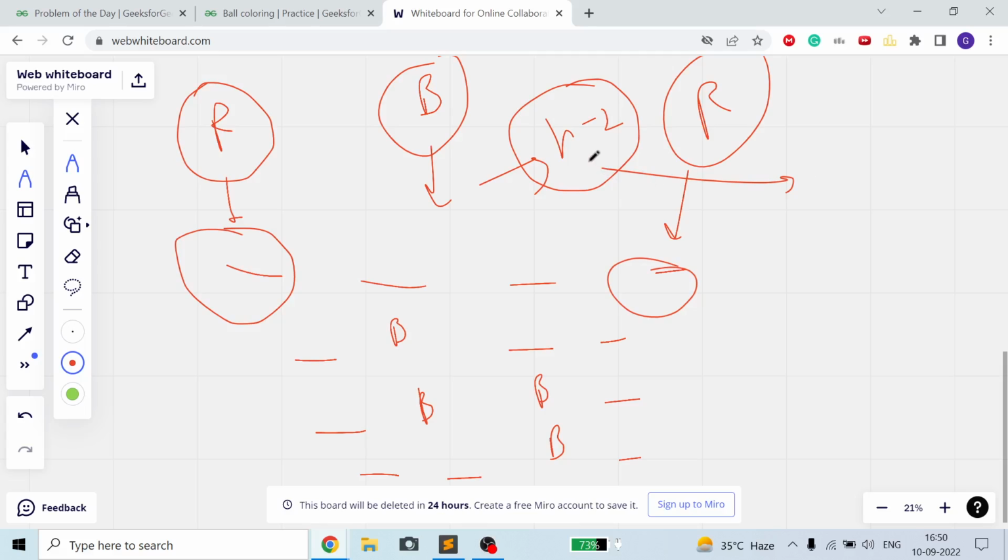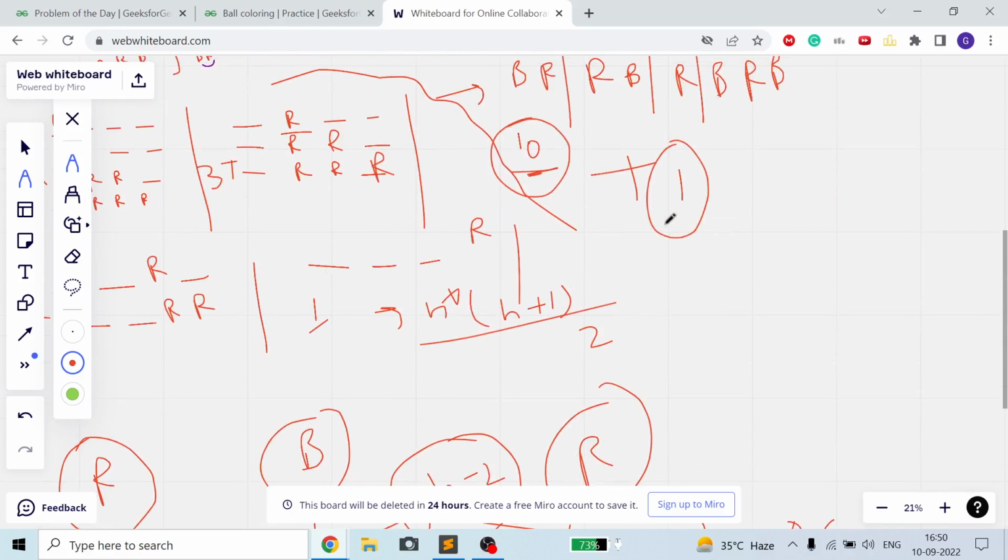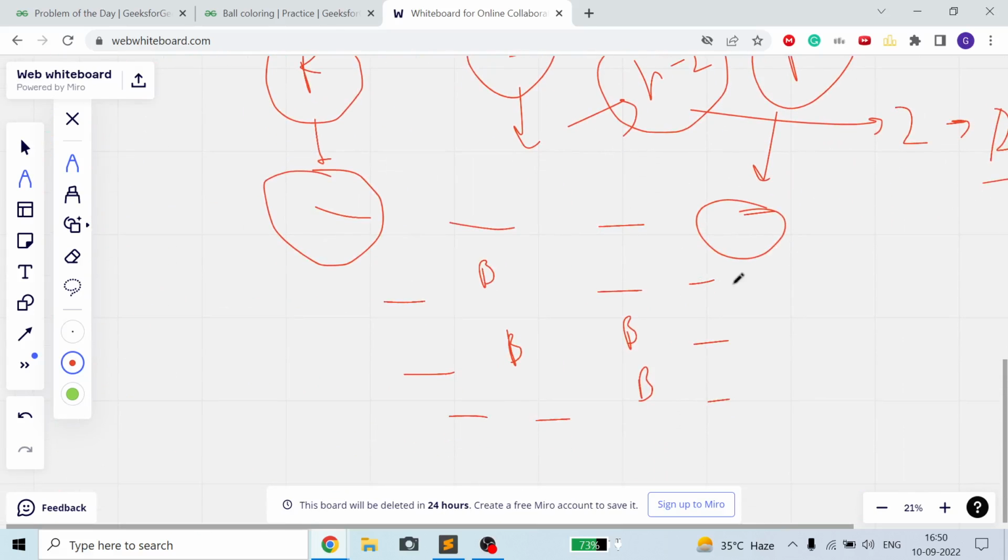So sum of the first n minus 2. What is n? N is 4. 4 minus 2 is 2. So the sum of the first two natural numbers is 2 into 3 divided by 2, that is 3. So I have to add the sum of the first n minus 2 natural numbers as well, because I have n minus 2 remaining places. Here I can see 1, 2 and 3 places left for me.